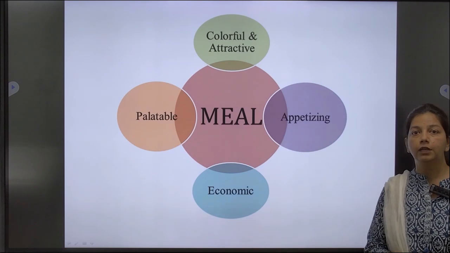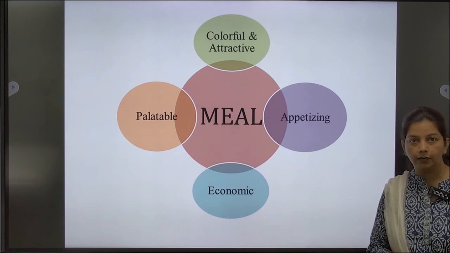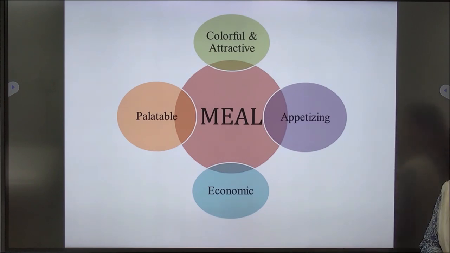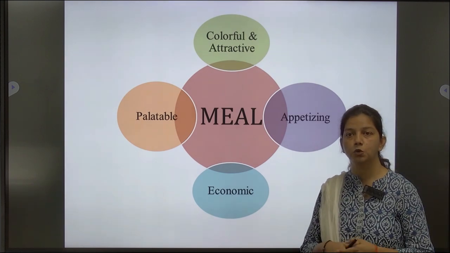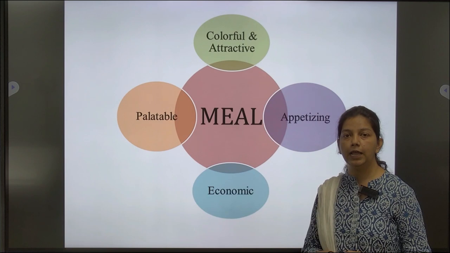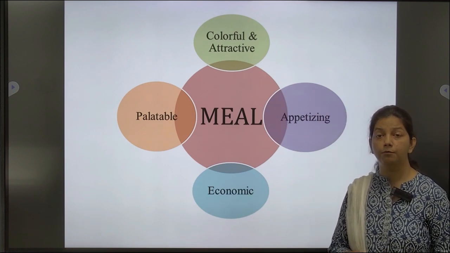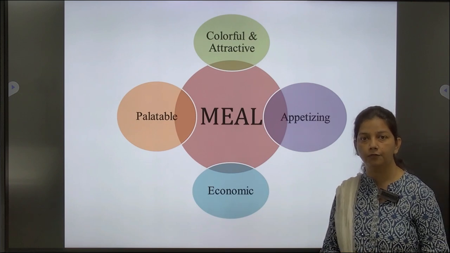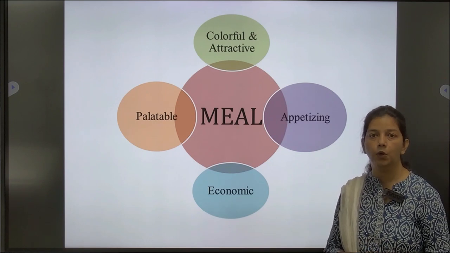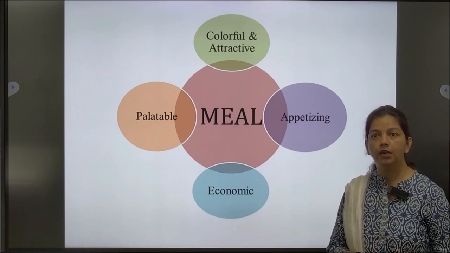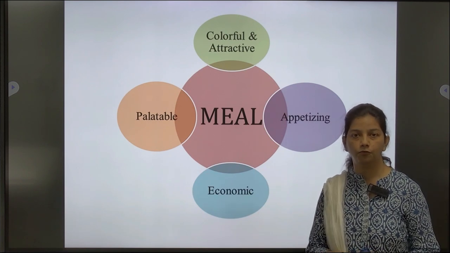A meal should be planned in such a way that it contains colorful and attractive food. It should be palatable, appetizing and economic. Economic means considering the socioeconomic status of the family. If we are planning a meal for a lower income group family, we have to keep in mind the price of the food items available. We can't plan highly expensive food items for a lower income group. Similarly, with a high income group, we are free to plan all the food items. So always consider the economy of food.